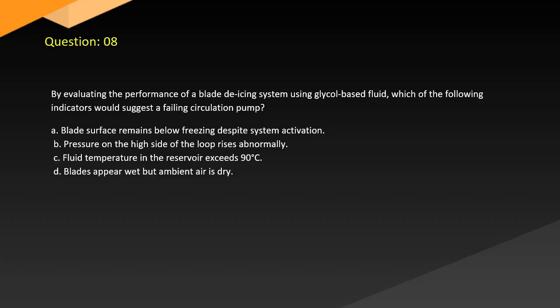Question 8. By evaluating the performance of a blade de-icing system using glycol-based fluid, which of the following indicators would suggest a failing circulation pump? A. Blade surface remains below freezing despite system activation. B. Pressure on the high side of the loop rises abnormally. C. Fluid temperature in the reservoir exceeds 90 degrees. D. Blades appear wet but ambient air is dry.